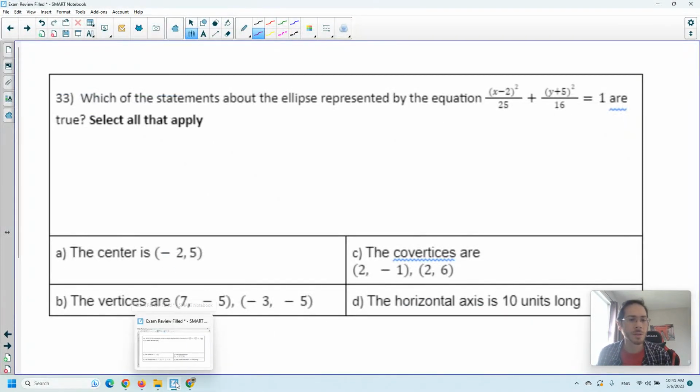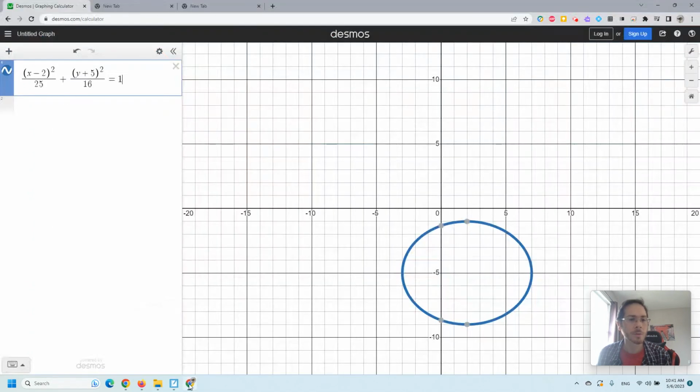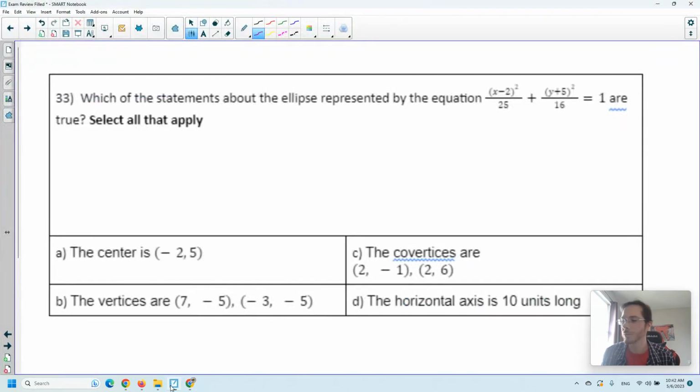So first one says the center is -2, 5. All right, well, let's plot the center. Let's plot -2, 5 and see where that's at. That does not look like it is in the center of the ellipse. So the center of the ellipse kind of looks like right here. I think it's at 2, -5. So it's actually the opposite of that. And that makes sense because remember inside the parentheses, we're always going the opposite direction. So we want to go right 2 and down 5. So that one's not true. We're not going to pick the first one. Let's get rid of that one.